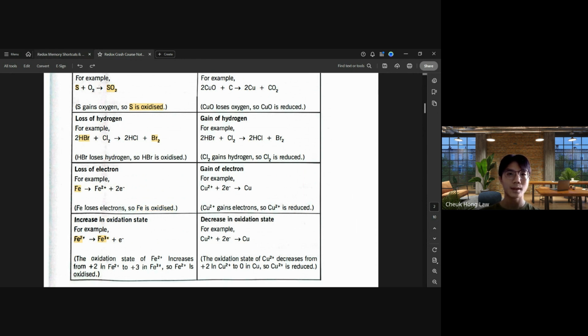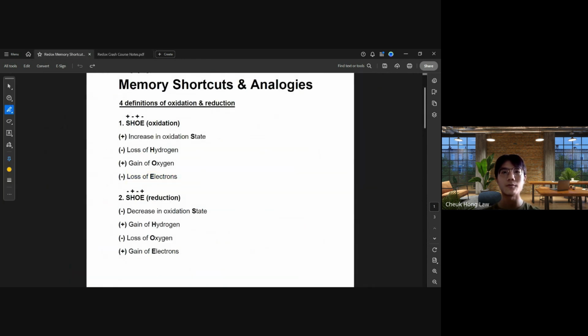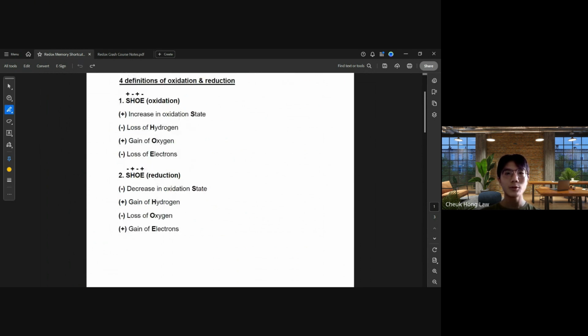Okay, so those are your 4 definitions of oxidation. And all these definitions can be interchangeable. That means you can have an increase in oxidation state and loss of electrons at the same time. Then we look at reduction. It will just be the opposite.